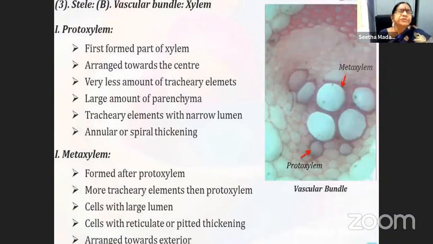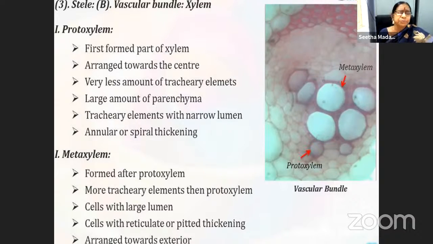Proto means first. The first formed xylem is known as protoxylem. It is arranged towards the center, that is towards the pith, and very few tracheid elements are seen in it, and a large amount of parenchyma is seen, with tracheid elements having narrow lumen and annular or spiral thickening. This protoxylem and metaxylem are shown in the slide with arrow marks. You can notice the metaxylem vessels are big in size, whereas protoxylem is small in size, with metaxylem facing towards the periphery and protoxylem facing towards the center.